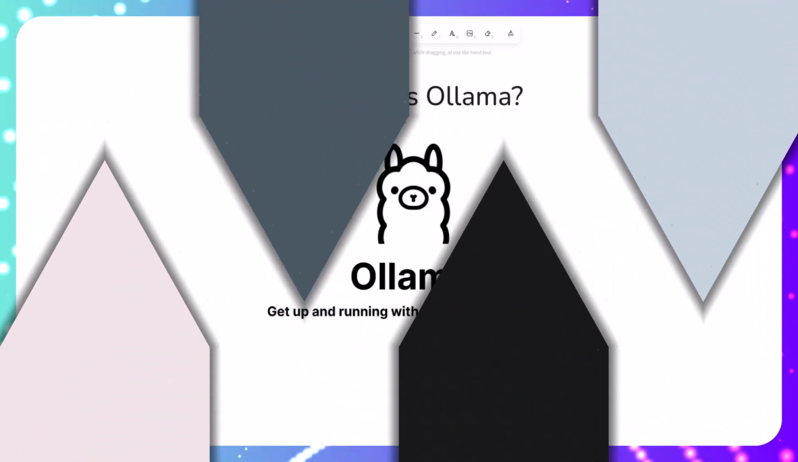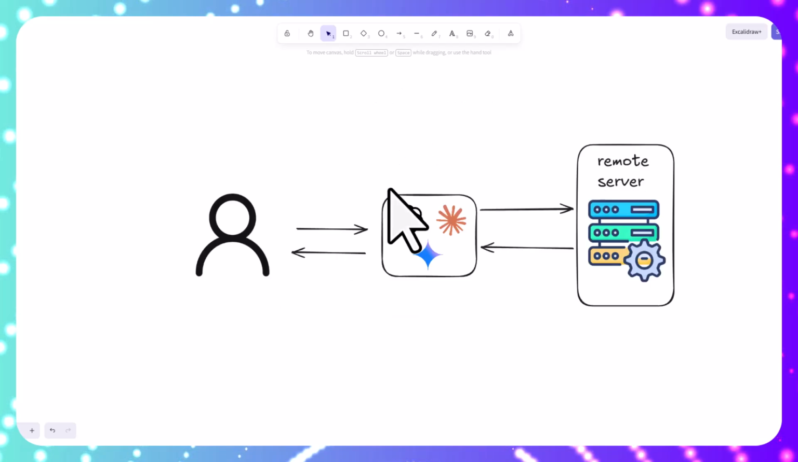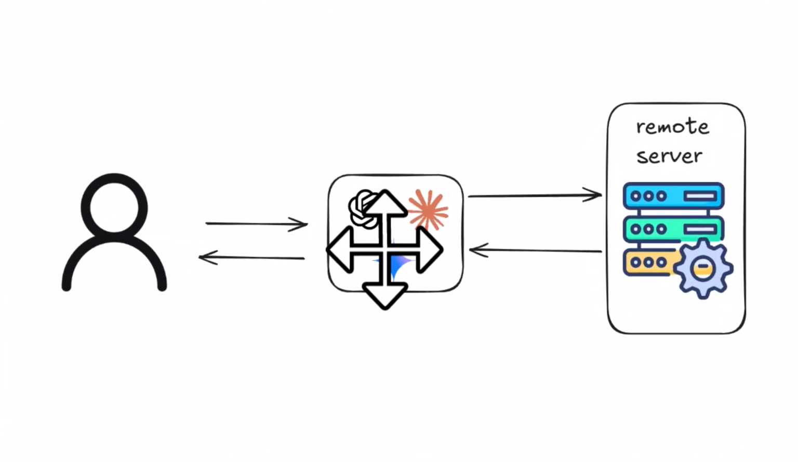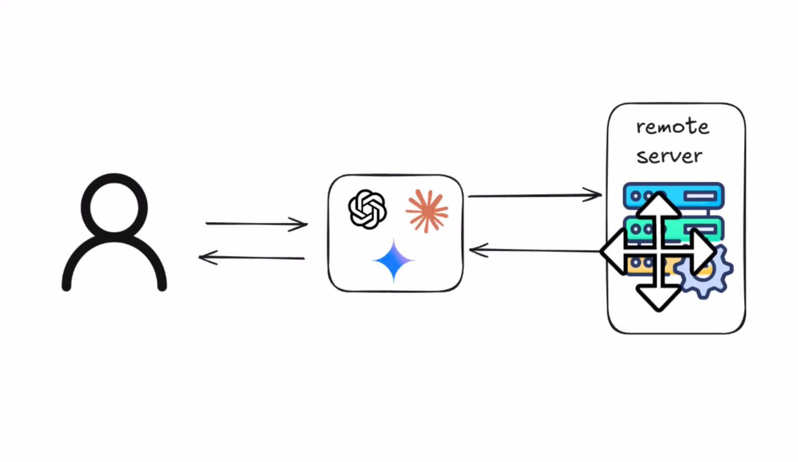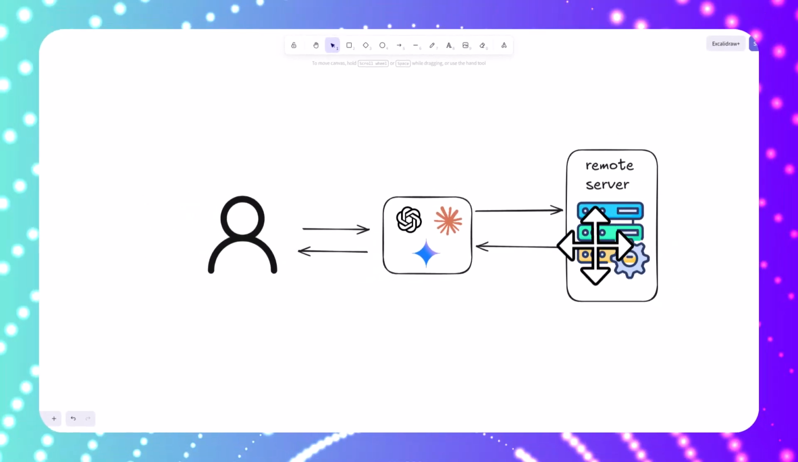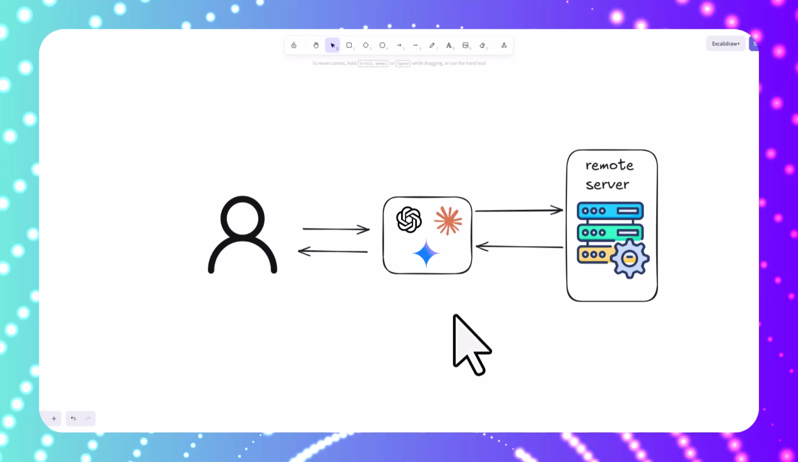Let's get started. Before we install anything, let's quickly understand what Ollama actually does. Ollama is a tool that lets you run large language models locally on your machine. Think of it like this. Normally, when you use ChatGPT, Claude, Gemini, or any hosted AI tool, your prompt goes to a remote server, the model runs over there, and then you get the response back. With Ollama, the model runs on your own computer.